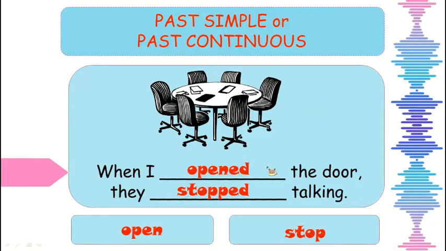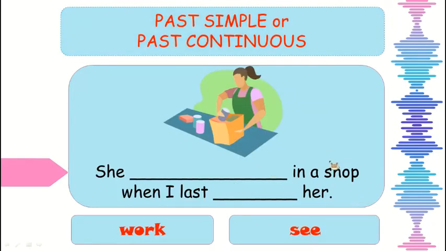Okay, now: she, in a shop, when I lost her. I have work and see. Now here I have what? A long action, and here I have a short action, and I put "when" before the short action, so the short action comes in the past simple tense.